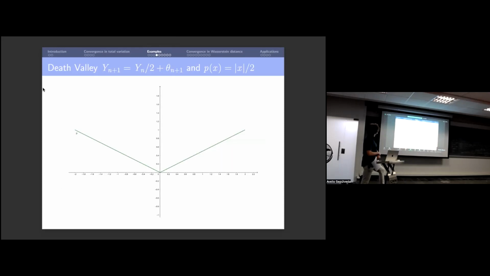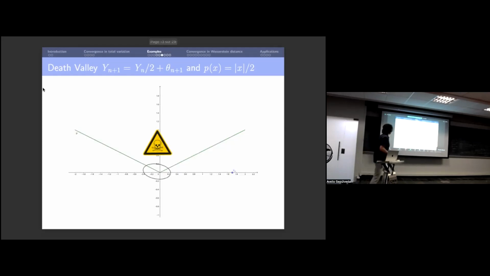Let me explain what can happen if you choose, for example, as the probability of survival, P of x, the absolute value of x over 2. This is my P. What you need to observe is that it's very bad for the process to be around 0, because then it's killed with very big probability, close to 1.